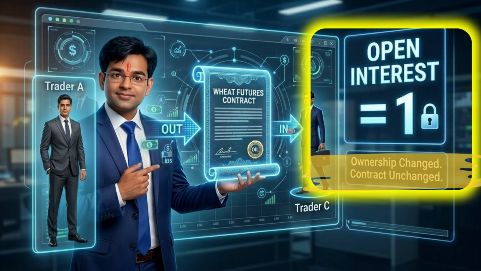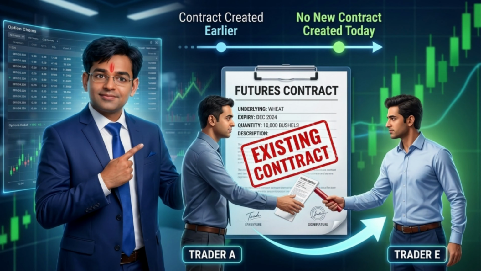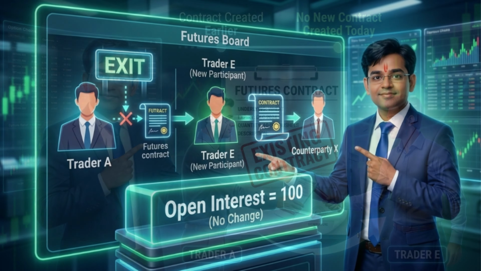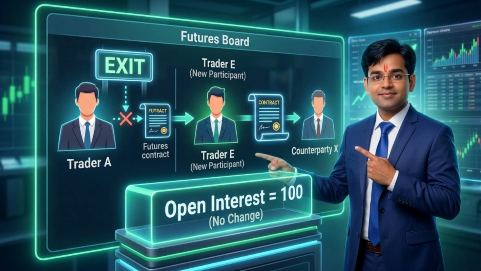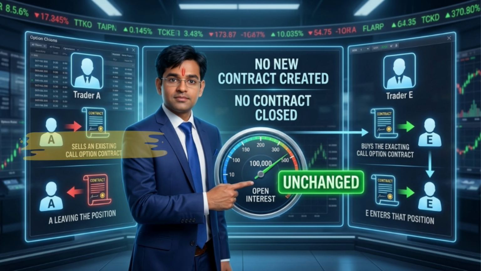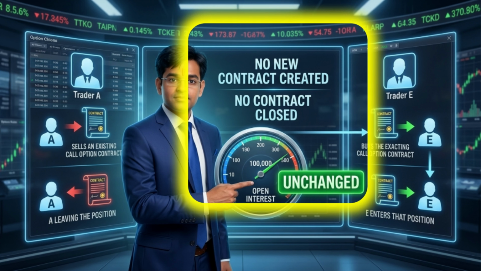Now let's take another example. Trader A exits his long position. This time, Trader E enters the market for the first time and takes over that position. Even here, open interest remains unchanged. Why? Because the contract already existed. It has simply been transferred from one trader to another. No new contract has been created and no existing contract has been closed. So once again, open interest stays the same.